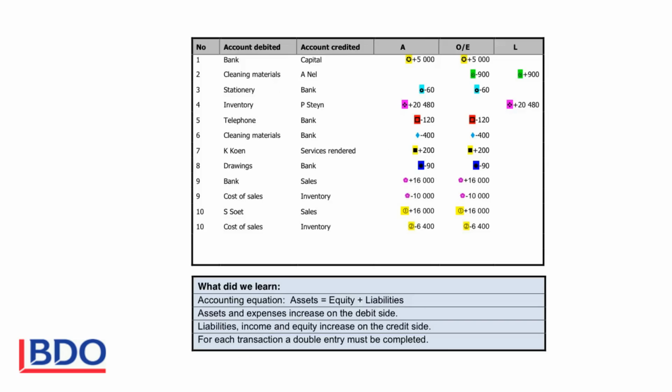The bank account is debited, so we increase the money in the bank, so the assets increase with 50,000. The capital account is credited because the owner increases his money in the business, so the owner's equity increases with 50,000 Rand.